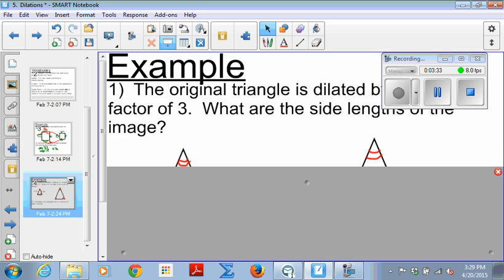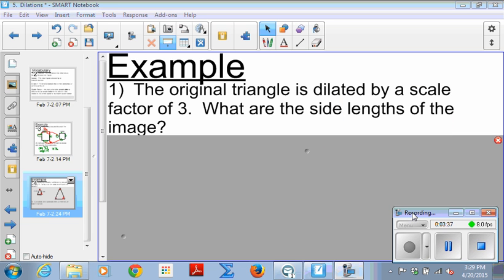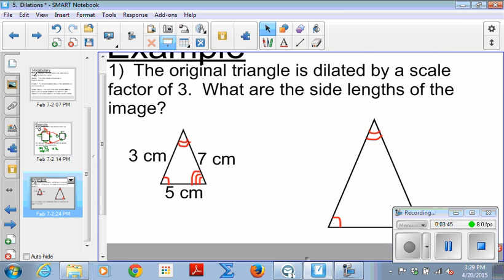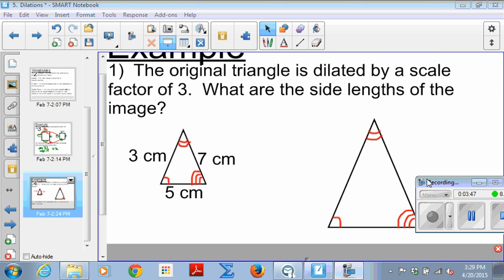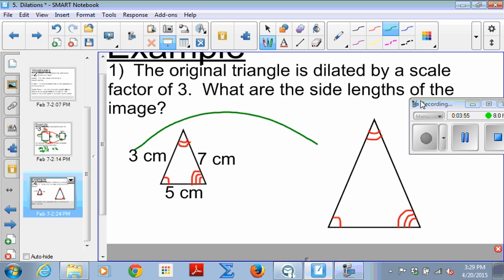Let's think about triangles. Okay, the original triangle was dilated by a scale factor of 3. So now we're giving you the scale factor. What are the side lengths of the image? So here are the drawings. This way is probably a little bit easier. So we're going to change each side length by 3. So we'll match it up there.